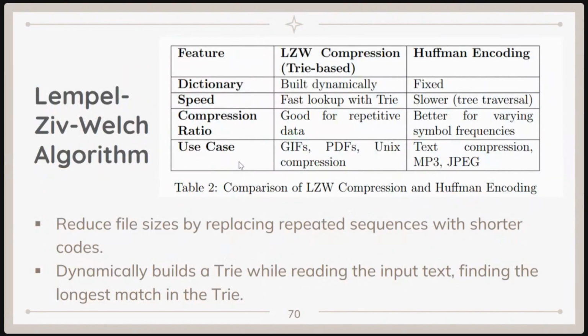Next, we have the Lempel-Ziv-Welch algorithm. This reduces file size by replacing repeating sequences with shortened codes. It dynamically builds a trie while reading the input text, finding the longest match in the trie.